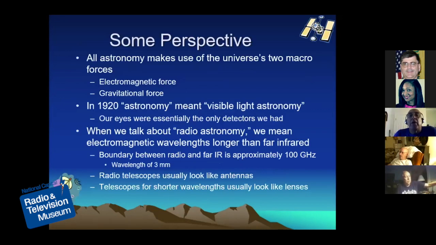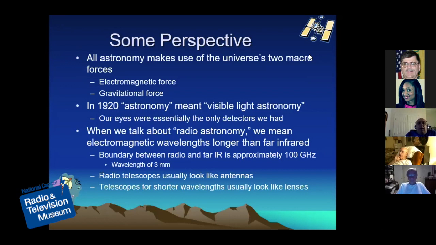So we're going to start out with a little bit of perspective here. Everything we see in the universe either comes to us by way of electromagnetic force or gravitational force. That's just a fact of life, looking at it from a physicist's perspective.